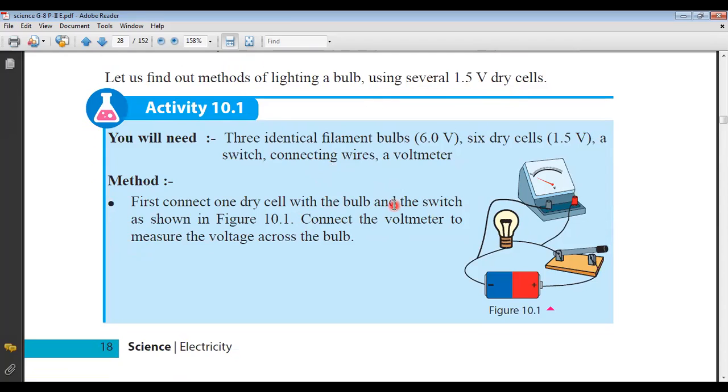First connect one dry cell with the bulb and switch as shown in figure 10.1, connected to the voltmeter to measure the voltage across the bulb. The voltmeter is there to measure the voltage across the bulb.